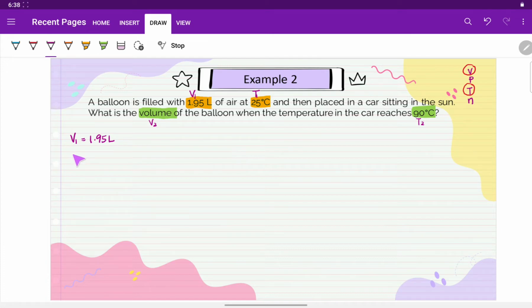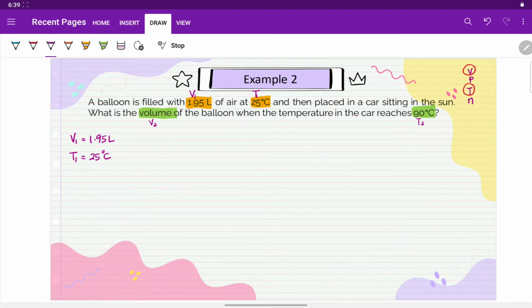So please be reminded that our temperature untuk mana-mana calculation dalam gas law, temperature mesti absolute temperature. Absolute temperature meaning it must be in Kelvin. Walaupun dia bagi awak dalam degree Celsius, wajib ditukarkan kepada Kelvin. Now. So temperature yang pertama kita ada 25 degree Celsius. Jadi untuk tukarkan dia kepada Kelvin, apa yang awak akan buat? Tambahkan dengan 273.15.